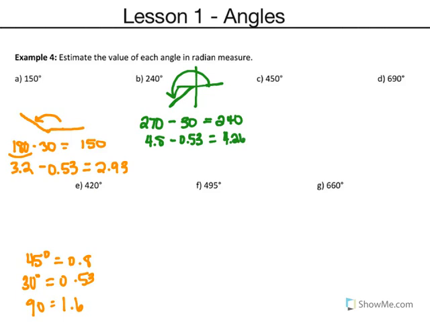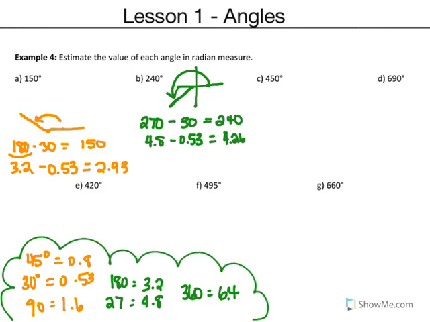So for these, remembering 90, 180 is 3.2, 270 is 4.8, and 360 is 6.4. Those are the most important ones to remember. So remember these.